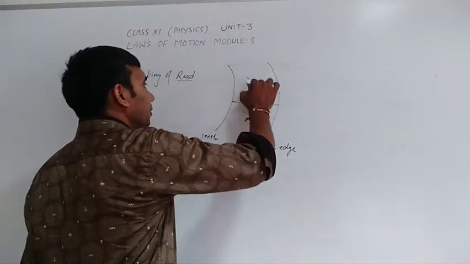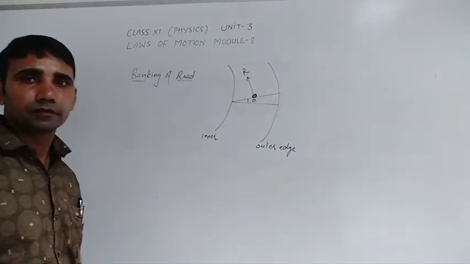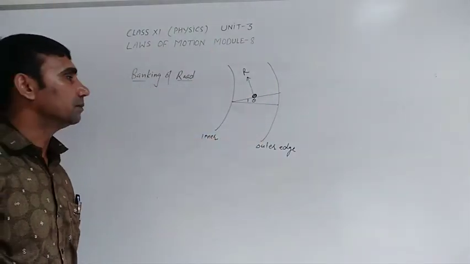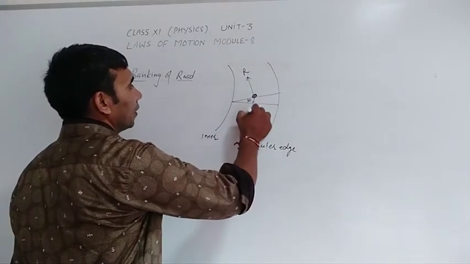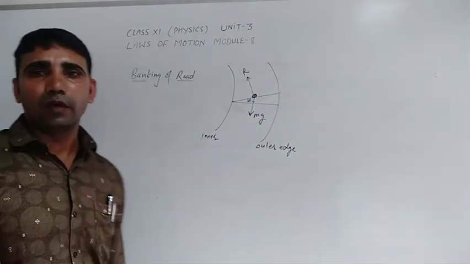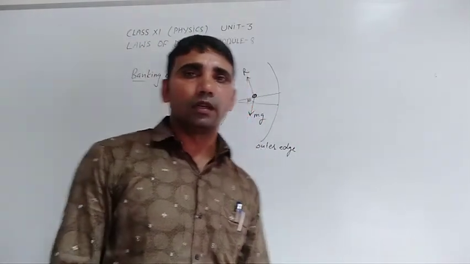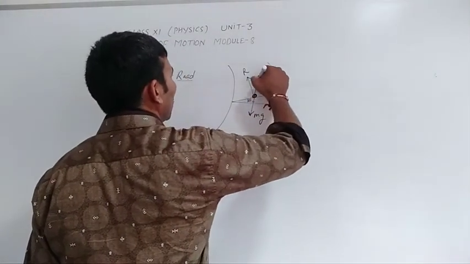Let R be the reactional force acting on the vehicle. Mg is the weight of the vehicle acting vertically downward. This reactional force can be resolved into two rectangular components.